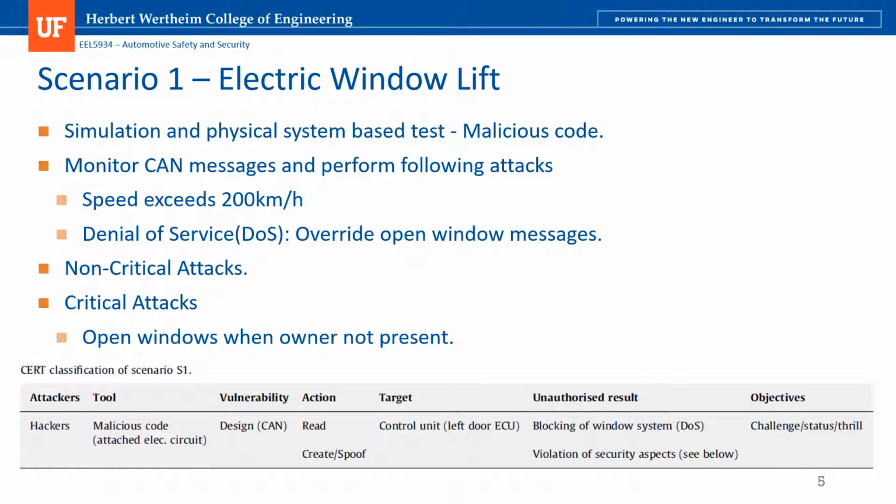So the CERT classification, as shown below in this graph, is shown as the attackers for this would be people that are hacking it. The tool that they would use would be malicious code. The vulnerability that they're exposing is a design of the CAN bus. The action being taken is reading and spoofing CAN messages, and the target is the left door ECU. Their unauthorized result would be blocking of window messages. And the objective here would be potentially the challenge or thrill of hacking, or potentially financial gain if they're breaking in and stealing personal belongings.